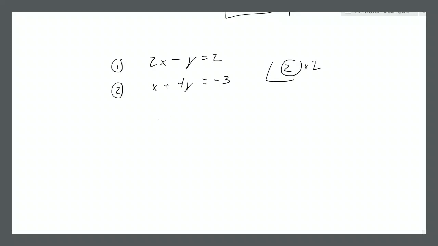And we get 2x plus 8y equals negative 6. That's our new equation 2. Our equation 1 is going to stay the same: 2x minus y equals 2. Okay. Now what we're going to do, we're going to take equation 2, and we're going to subtract equation 1 from it.